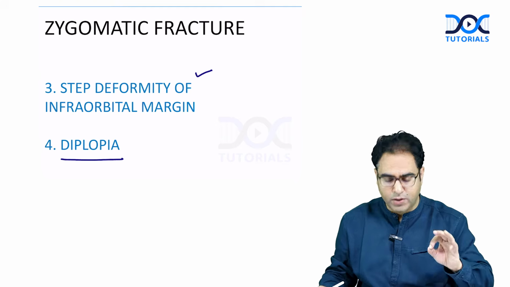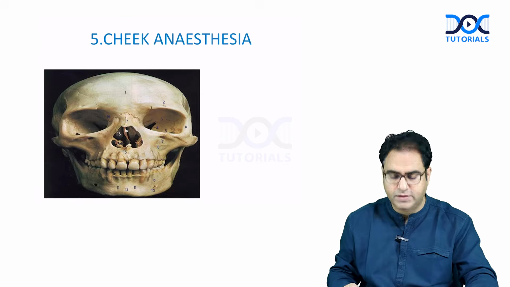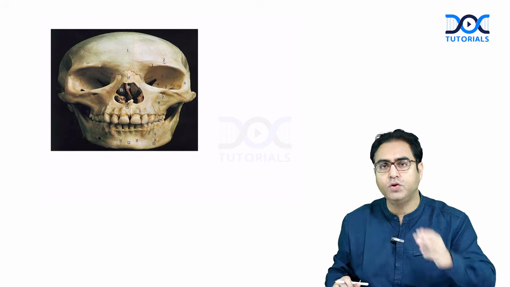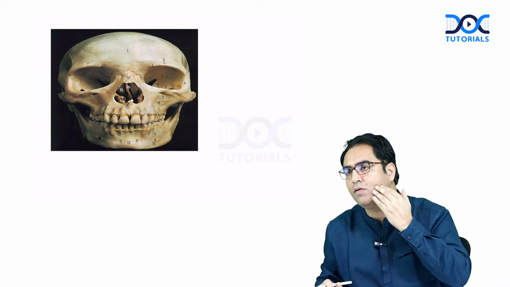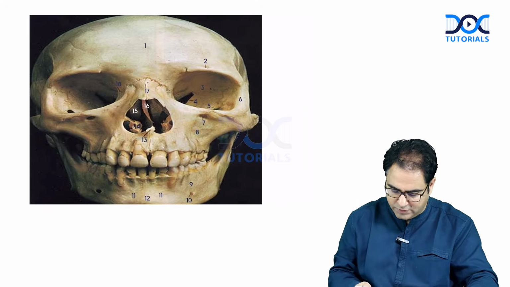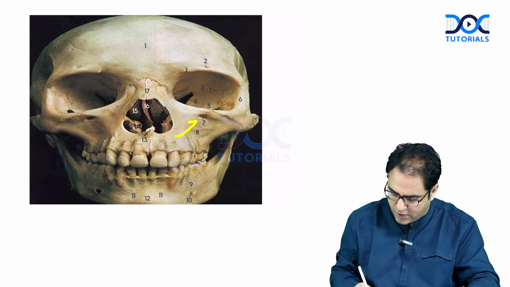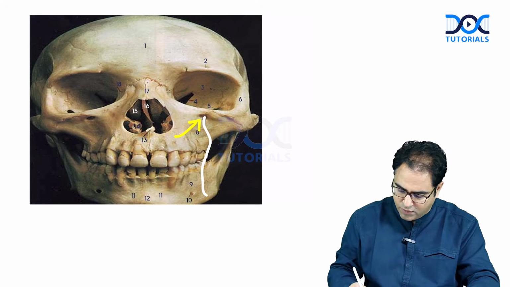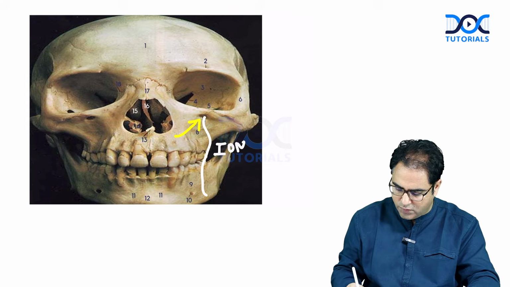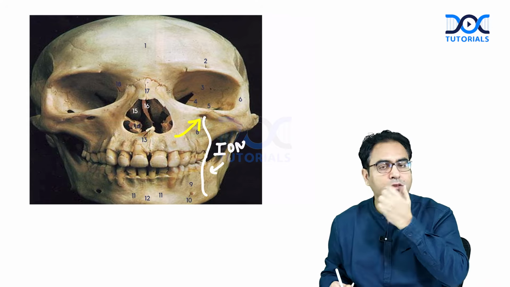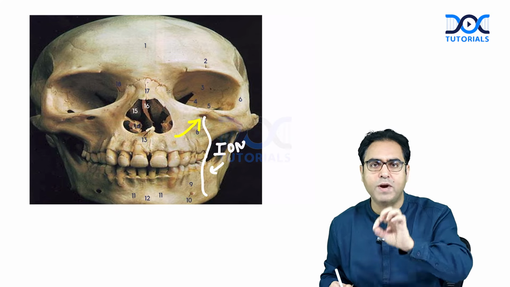Now, very important question is, cheek anesthesia will happen in this case. Why? My dear friend, touch your cheek like this. The skin of the cheek is supplied by which nerve? Infraorbital nerve. Please see over here. This is the infraorbital foramen. From the infraorbital foramen, one nerve comes out that is called infraorbital nerve. This is the infraorbital nerve. And this nerve can be damaged in zygomatic fracture.